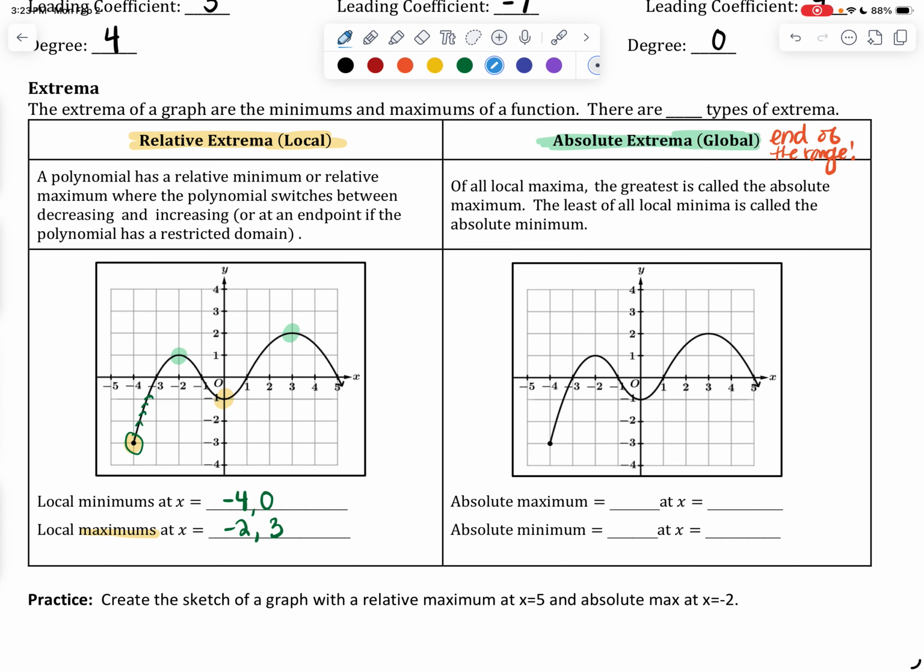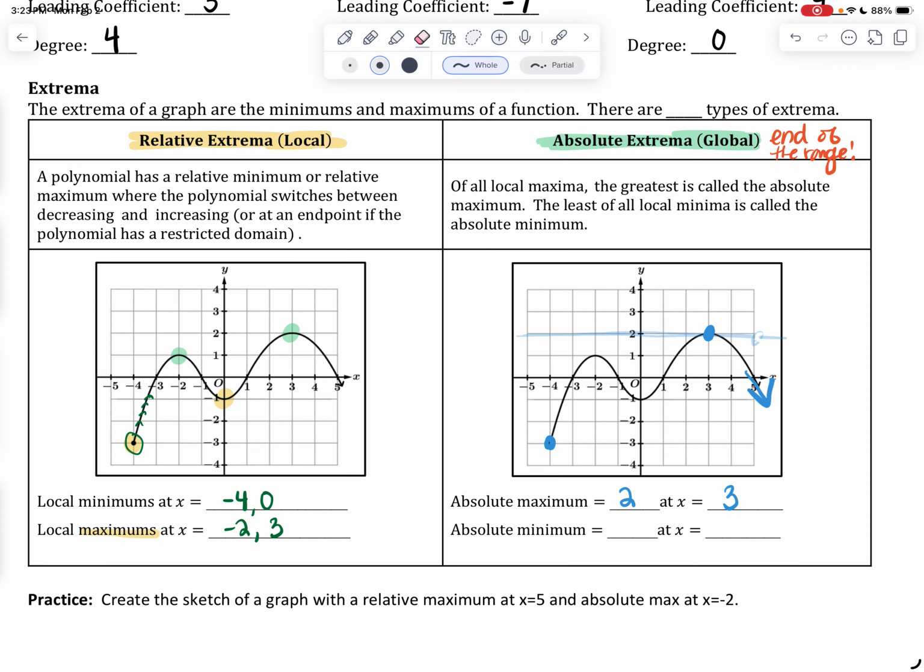We do care about their location, their x value, but in this case we're also going to care about the y value a little bit more, because we can see that this function has an endpoint on one side and decreases without bound on the right side. So anything that we see in this picture is the highest values we're going to get. And the absolute highest value we see, the absolute highest, is at x equals 3. That is an absolute maximum, the value of which is 2, and the location is at x equals 3. That is an absolute maximum.